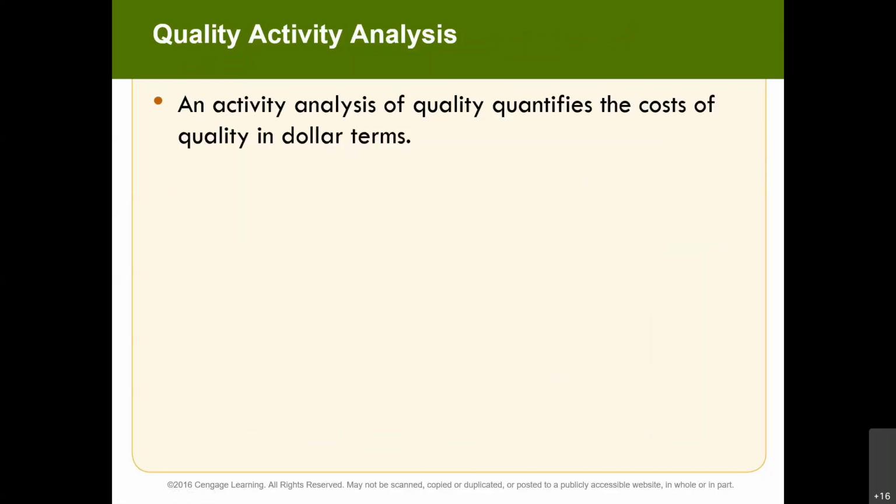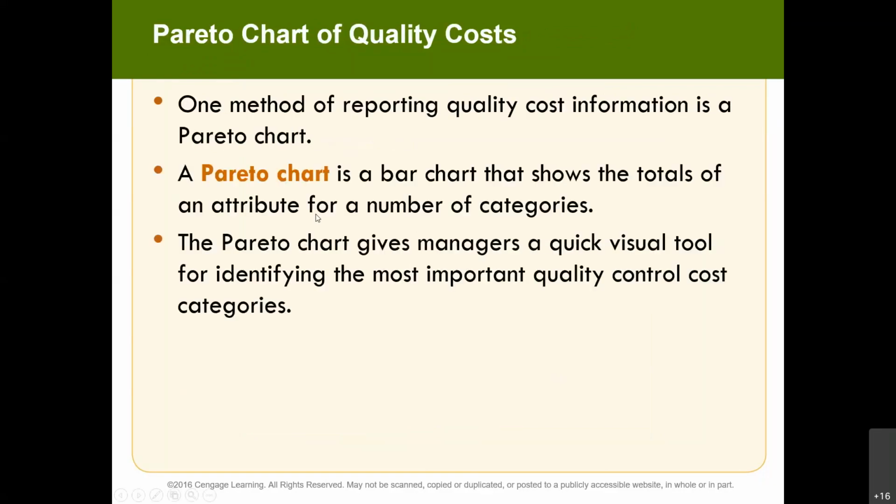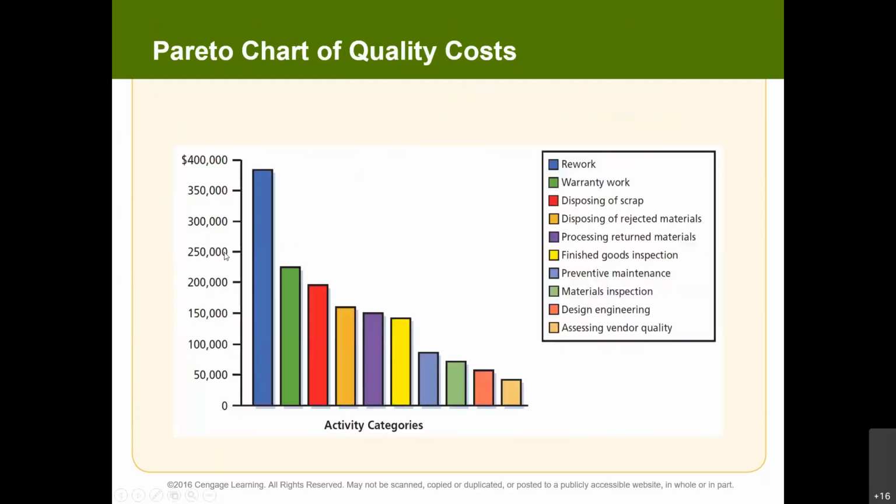The activity analysis for quality quantifies the cost of quality in terms of dollars. I want to show you a method that we look at in terms of reporting quality cost information. We do this through what we call a Pareto chart. This is a bar chart that shows the totals that are attributed to a number of categories. This chart is used by managers as a quick visual tool for identifying the most important quality control cost categories. And here's what that chart might look like.